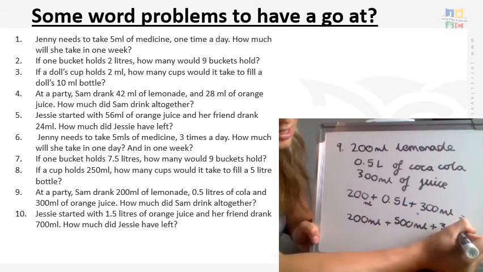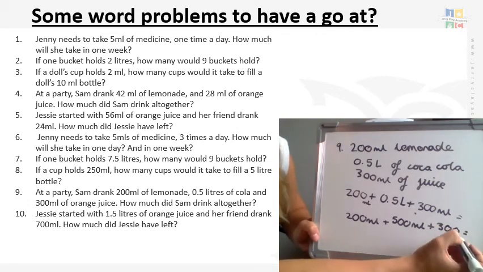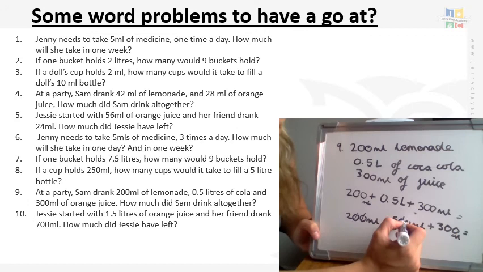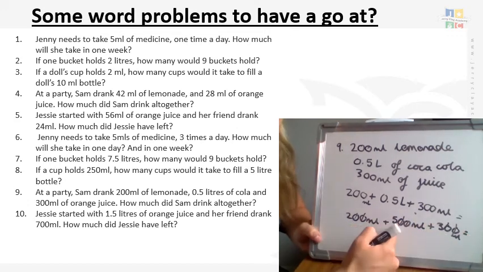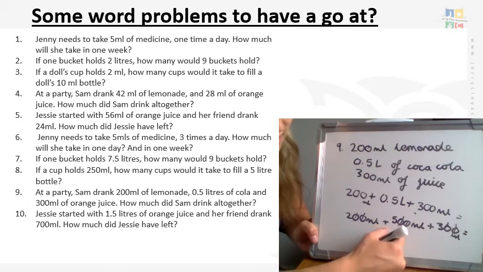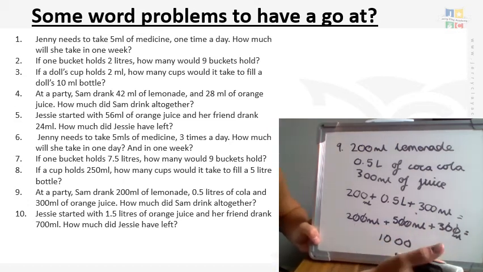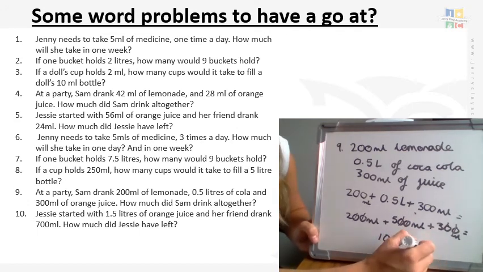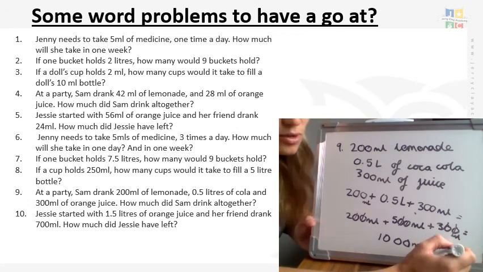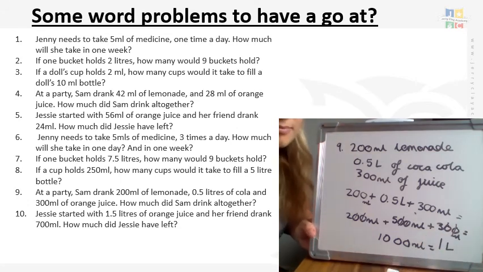Add 300 millilitres. Now, because I've all got 2 zeros on, let's just take off the zeros for now. 2 add 5 is 7, add 3 is 10, and then because I've taken 2 zeros off, I need to put my 2 zeros back on. So it says that she will have drunk 1,000 millilitres, or 1,000 millilitres is equivalent to 1 litre.